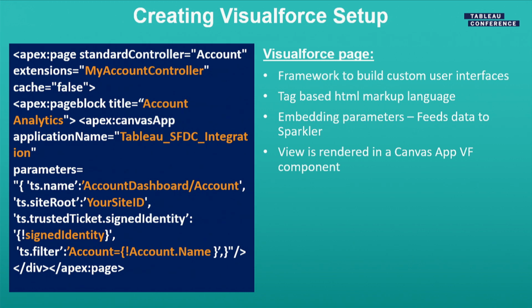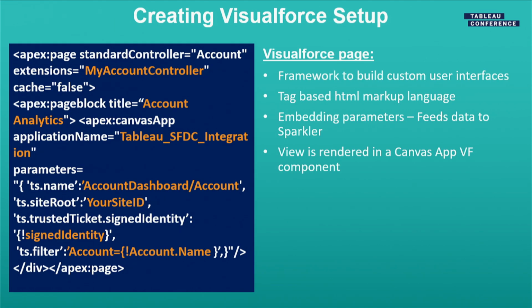Here, if you see, we have the account controller. We have the Tableau dashboard name, which is under ts.name. We have the trusted ticket, signed entity. Signed entity is nothing but passing a custom username. And you also have the account name. Account name is what account is to be passed automatically when a sales rep logs in. What is the account he should be seeing? So that will be passed automatically using the Visualforce Page, and that is going as a filter to Tableau.